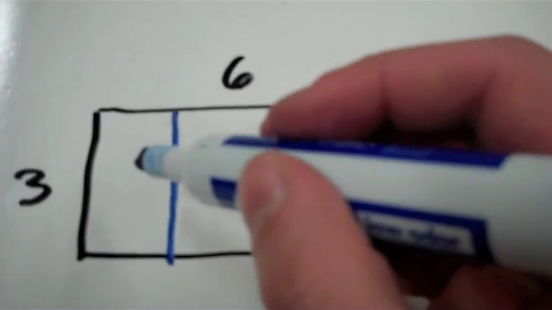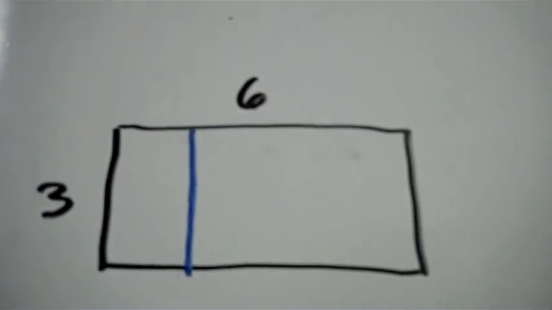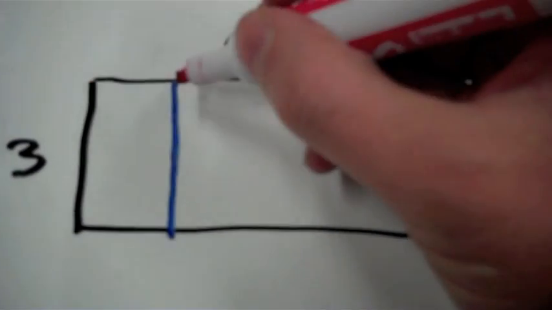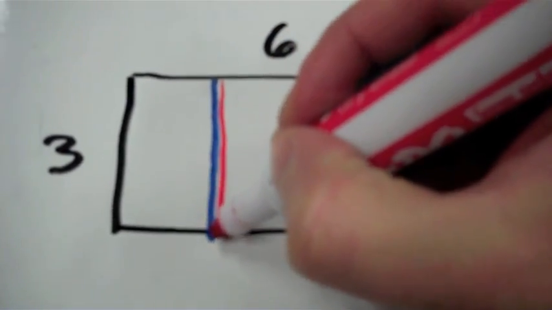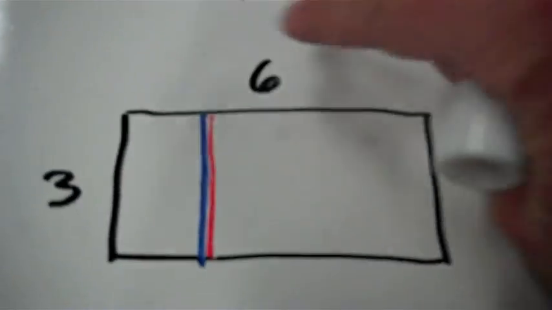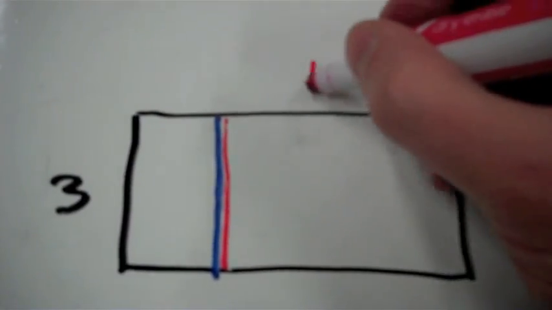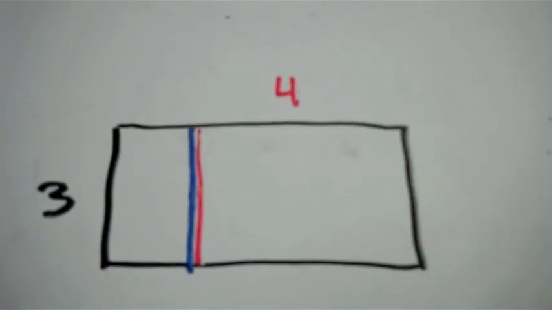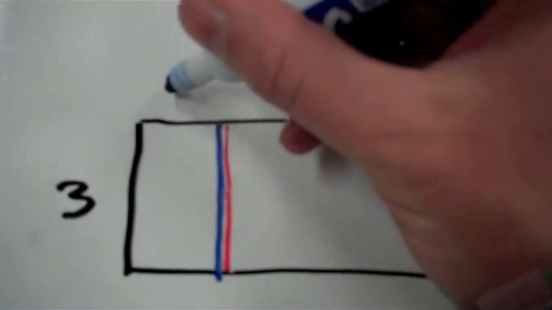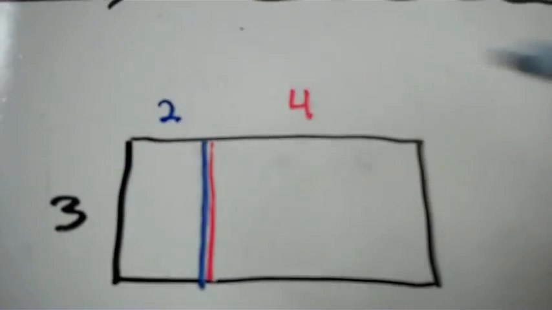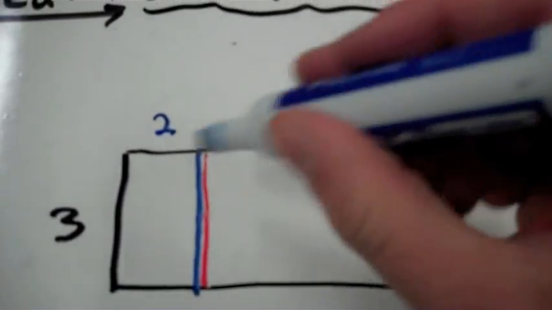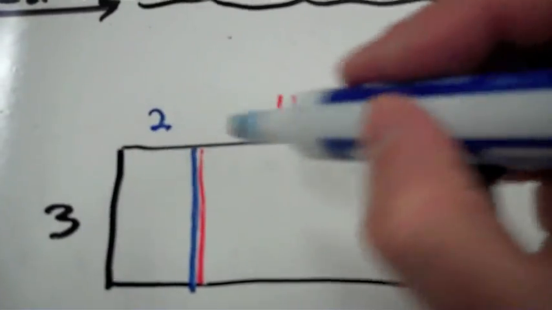I'm going to have a blue rectangle here and a red rectangle here. So here is my red rectangle, and instead of it being 6 for the length now, I'm going to have a length of 4 for my red rectangle and a length of 2 for my blue rectangle. It's still 3 by 6, it's just a 3 by 2 now and a 3 by 4 rectangle.